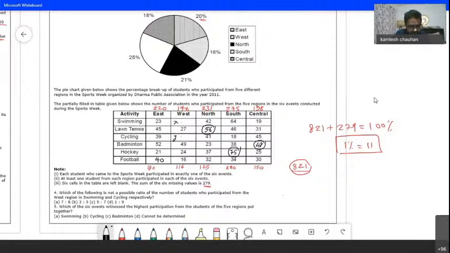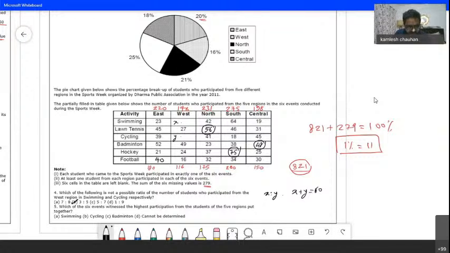Which of the following is not a possible number of students who participated from the West region in swimming and cycling respectively? So x is to y, and the sum x plus y is 60. We know the ratio should be divisible by 10. So 7 is to 8 is possible. 3 is to 8 is not possible because that number won't divide 60.